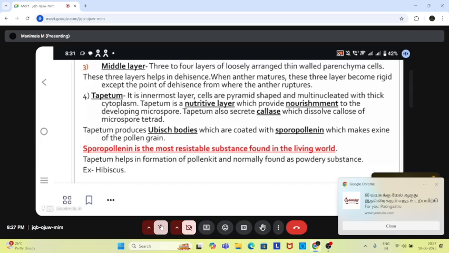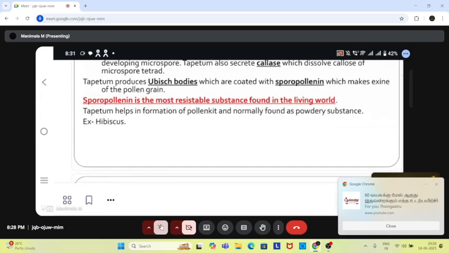The tapetum secretes callase, which dissolves the callose of the microspore tetrad. The tapetum also secretes Ubisch bodies, which are coated with sporopollenin. Sporopollenin is an organic matter that helps the organism withstand high temperature, high humidity, whatever the condition is. It is mentioned as the most resistant substance found in the living world.